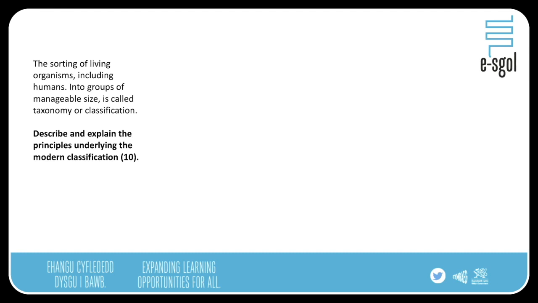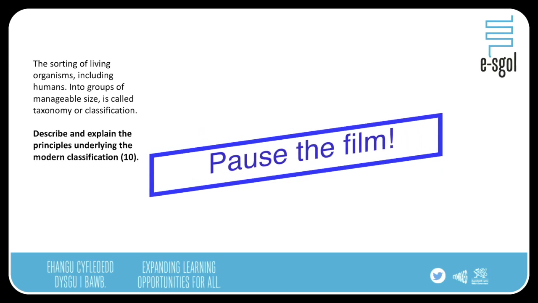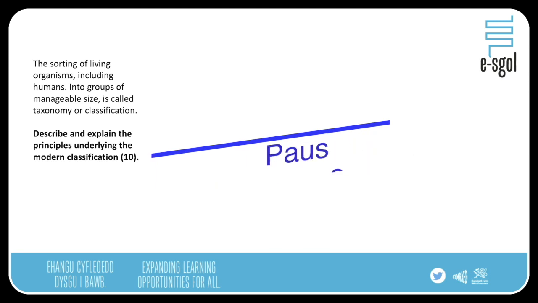Our final question is one of the extended answer questions, asking us to describe and explain the principles underlying the modern classification. This question is worth 10 marks. Pause the film. Try to answer the question, and check your answers against the mark scheme. How well did you do?